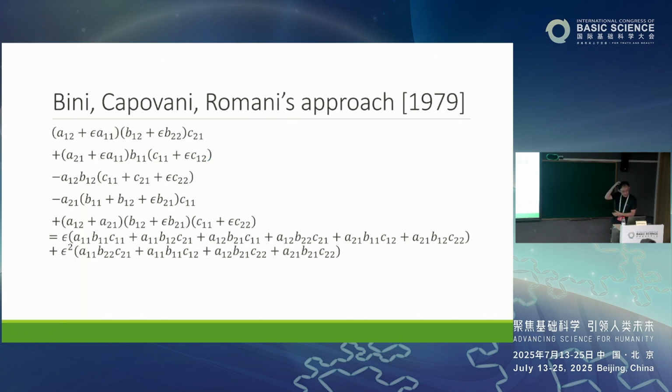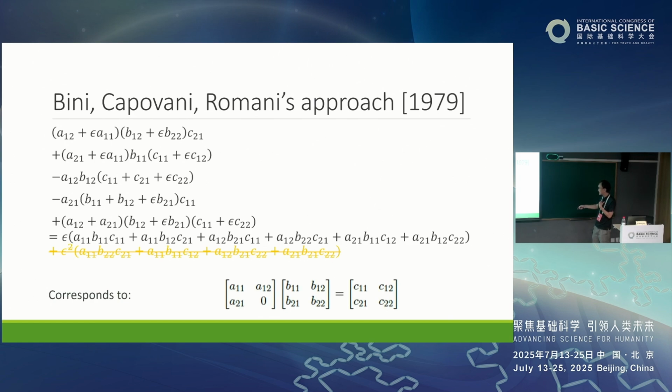But then people found another way to solve that. In 1979, they had an approach. They found a way to do this: epsilon times this plus epsilon squared times this. If we ignore the epsilon squared, we can see this one has 6 terms, which correspond to the matrix multiplication coefficients of these two matrices, but this part is equal to 0. So it has 6 terms.